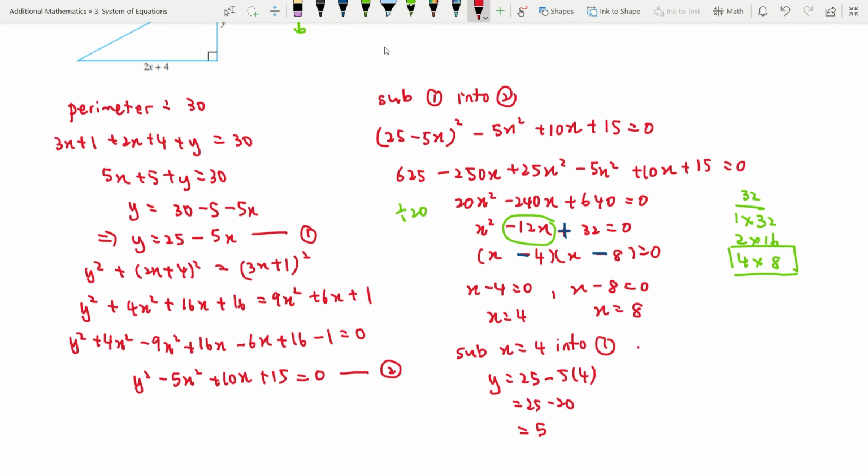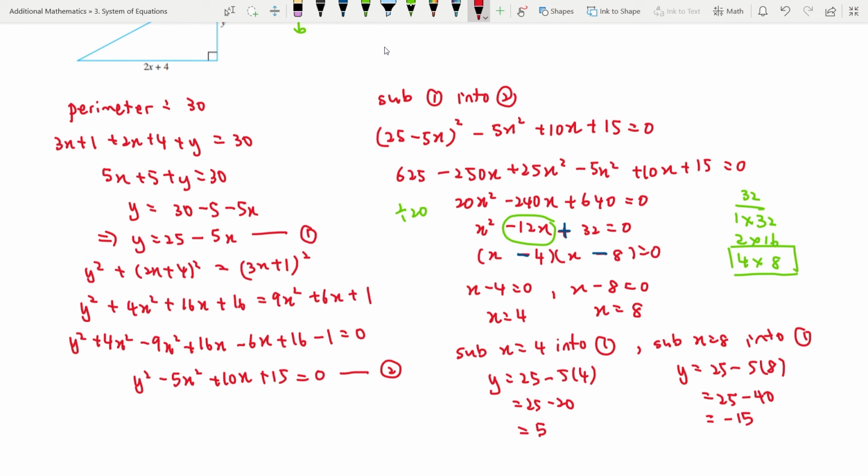For the second x value, substitute x equals to 8 into equation 1 as well. Y is equal to 25 minus 5 times 8, that is 25 minus 40, and we get y is negative 15. For this question, both our x and y are the length of the side.